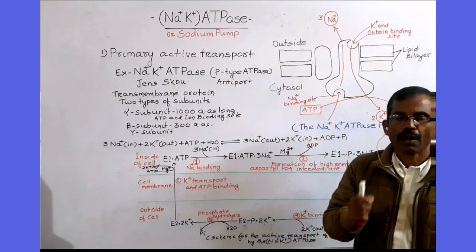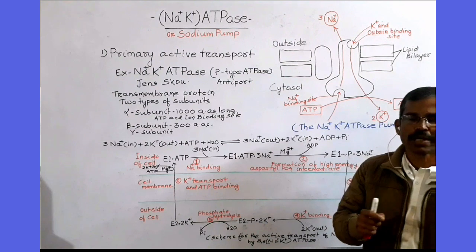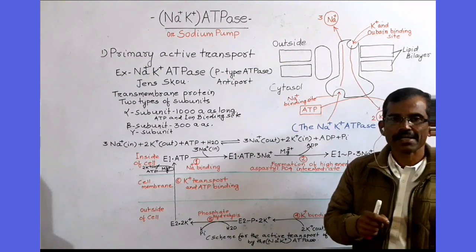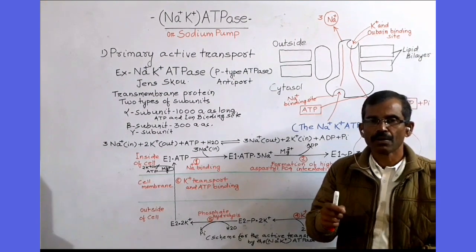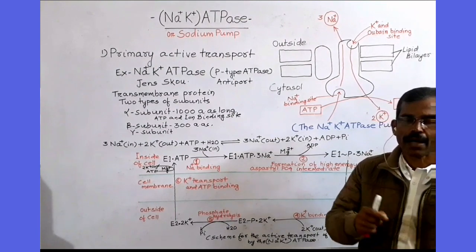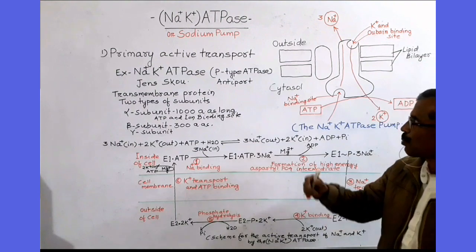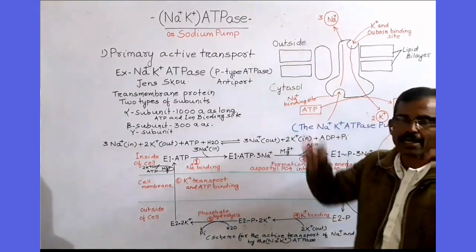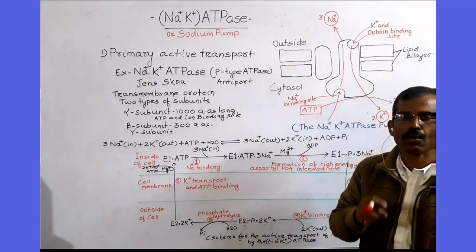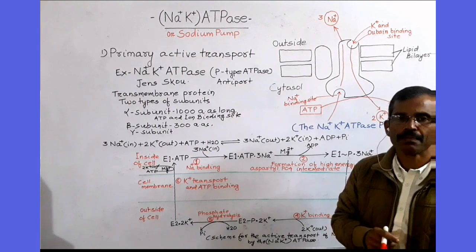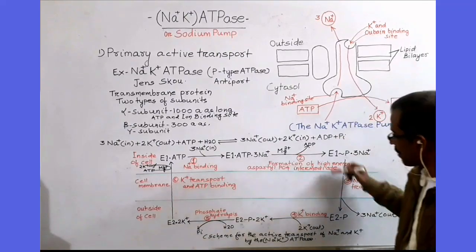In the E1 conformational state, the ion binding sites are exposed to the cytoplasm. It has high affinity for sodium and low affinity for potassium, whereas the ion binding sites of the E2 conformational state are exposed to the exterior of the cell, and it has high affinity for potassium and low affinity for sodium. The Na+K+ ATPase appears to operate in this manner.